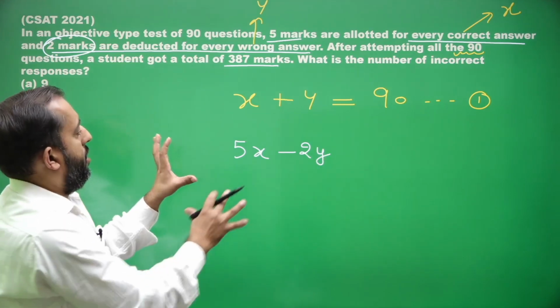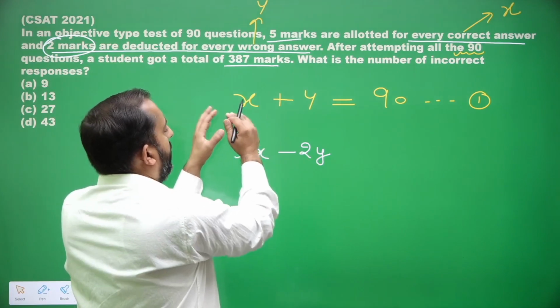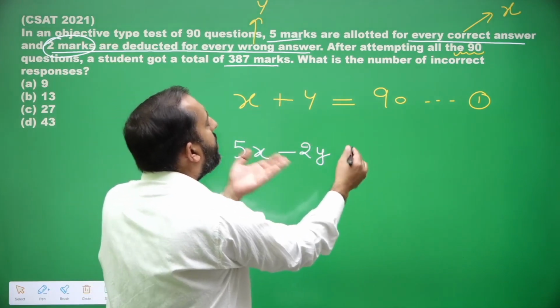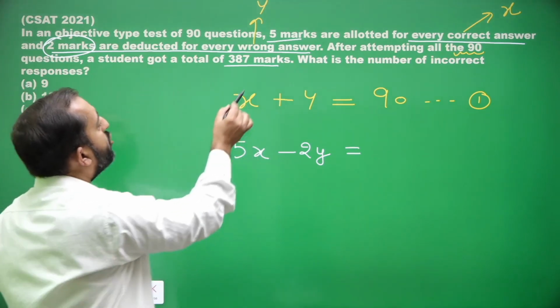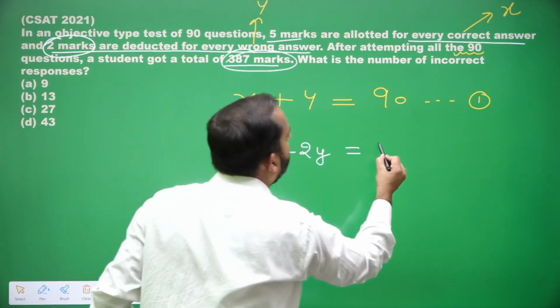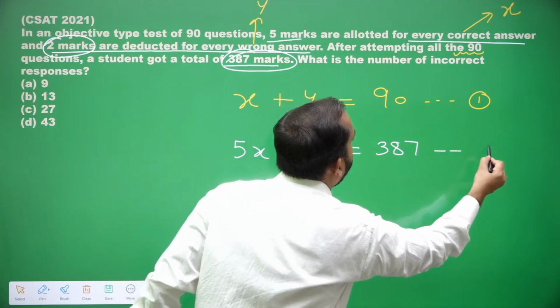Now, from the positive marks, you subtract the negative marks, and you're going to get the total marks obtained finally, which is 387. So 5x minus 2y equals 387. This is your equation number 2.